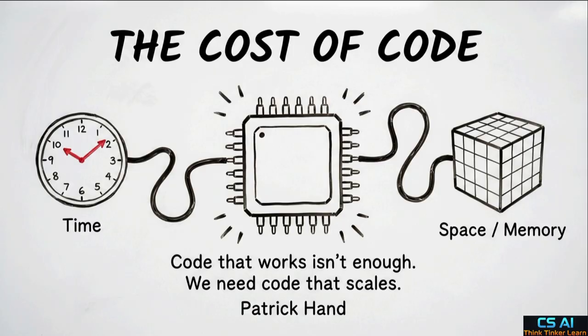I'm your host, and today we are going to tackle one of the most fundamental ideas in all of software engineering, the cost of code. When we write code, we are asking the computer to spend its resources. The two primary resources are time, measured by the processor, and space, measured by memory. As the legendary engineer Patrick Hans said, code that works isn't enough. We need code that scales.